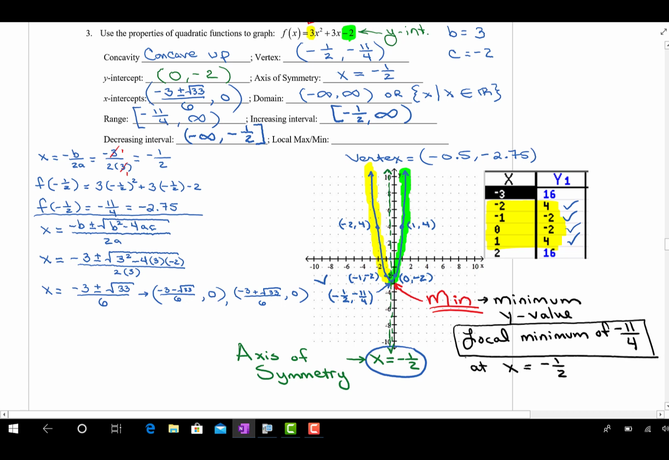The important part here is the y value is the minimum, and sometimes you're asked to also state the location of the minimum. Not always, but sometimes. Or sometimes they might ask you to write the minimum as an ordered pair. It just depends.